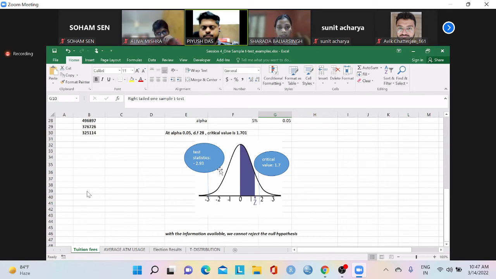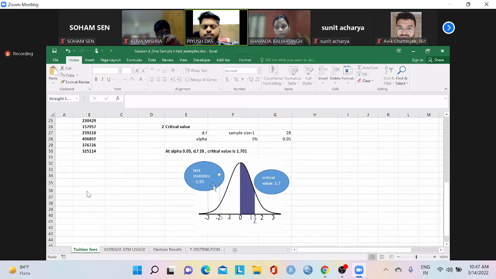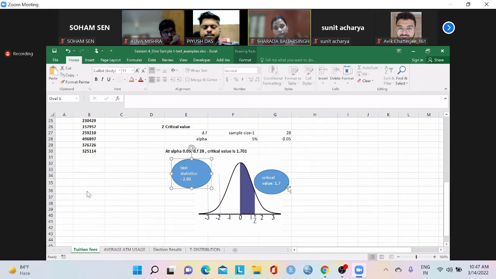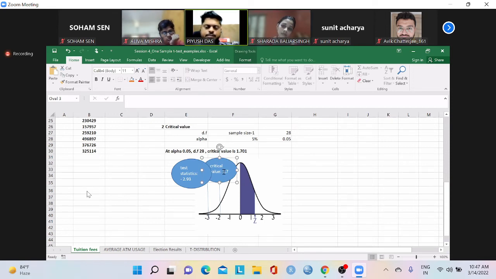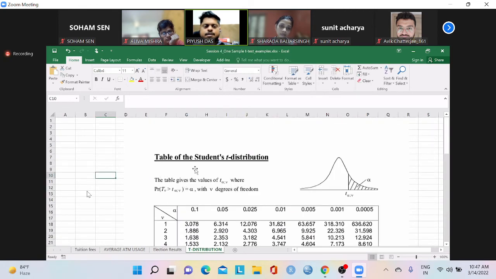The critical value, would it have been 1.7 or something else? Same. Okay, minus 1.7. Yes, because we are looking at the negative side, the left side of the distribution. Anything left of 0 will be in the minus part. So for the critical value, you go to the table and find it. If you go and see the T distribution table, it is written here.